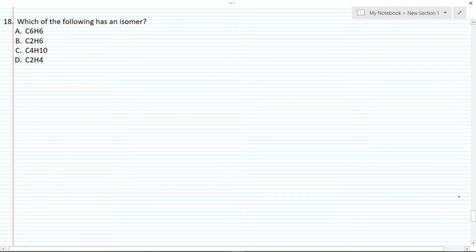Question 18. Which of the following has an isomer? A. C6H6, B. C2H6, C. C4H10, and finally D. C2H4. So what exactly is an isomer? Isomers are compounds that have the same molecular formula but different structural formula.